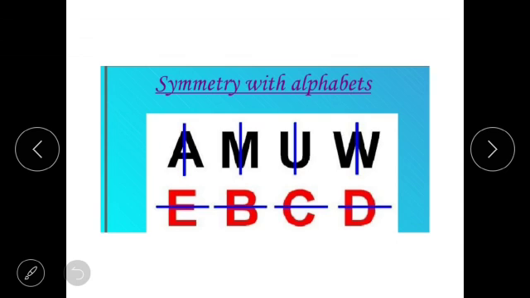Now coming to the examples of symmetry with alphabets. You can see that capital A has one line of symmetry, that is a vertical line. M also has one line of symmetry. U has one line of symmetry. Also W has one line of symmetry, that is, the two parts of the alphabet on the sides of the line are identical. Also letters E, B, C, D have one horizontal line of symmetry. You can easily see it from the figure.